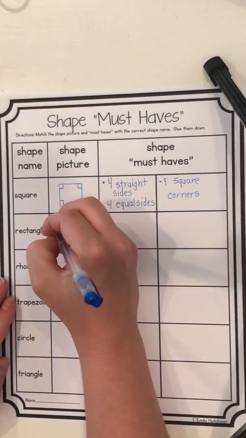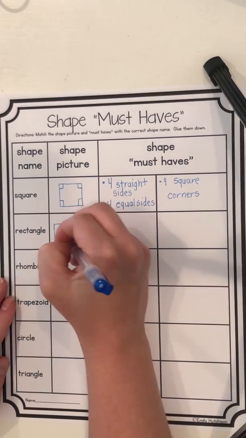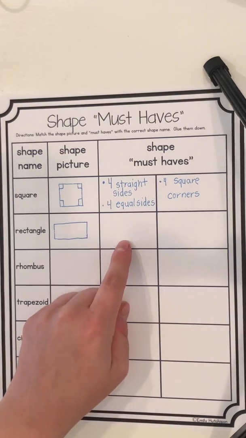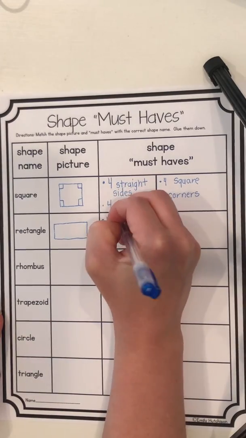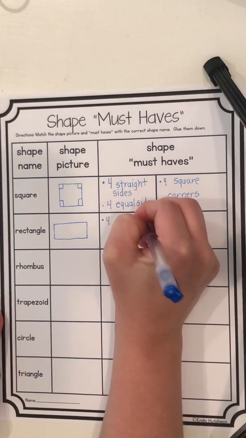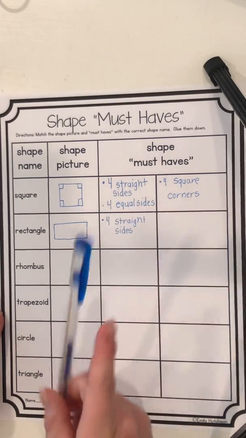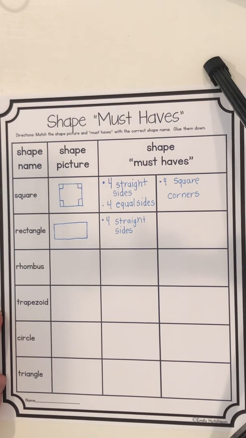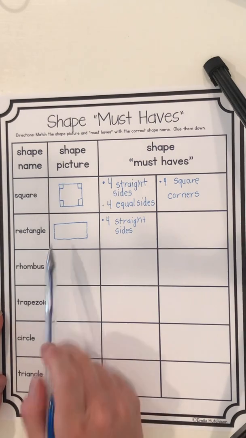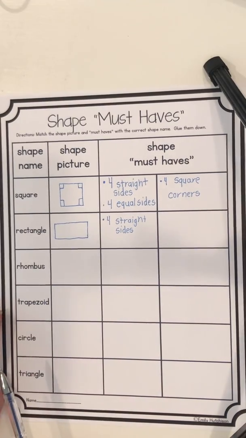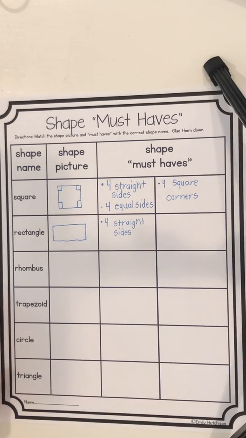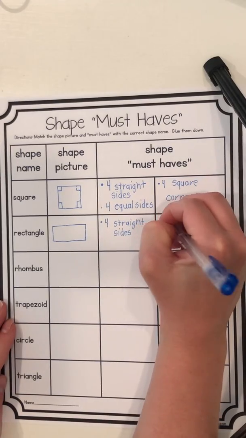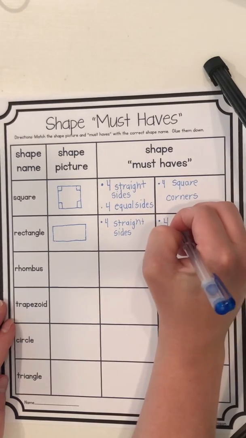Okay, so now let's go to rectangle. Let's focus on the sides first. So we know that a rectangle has to have 4 sides. But do they have to be equal to each other? Absolutely not. 2 of the sides are longer and 2 are shorter. So a rectangle does not have to have 4 equal sides. As long as it has 4 sides and they are straight, it is a rectangle. And it has to have 4, again, square corners.